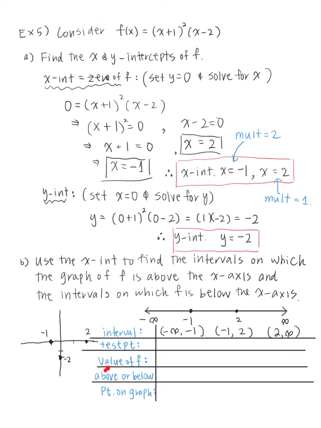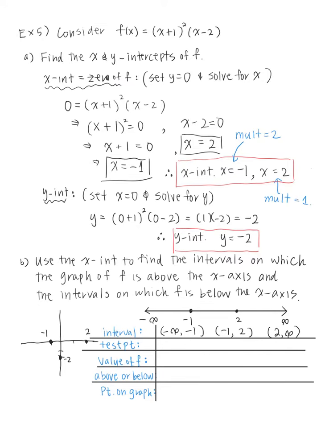And then we're going to go with the value of f. Meaning, if I pick the test point, what is the corresponding y value at that test point? And then this, we just went over: is it going to be above or below the x-axis? And then the point on the graph. Basically you just translate the value of f and make that into an ordered pair. So let's just do it together, okay?